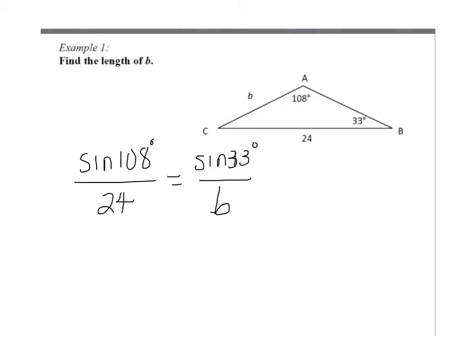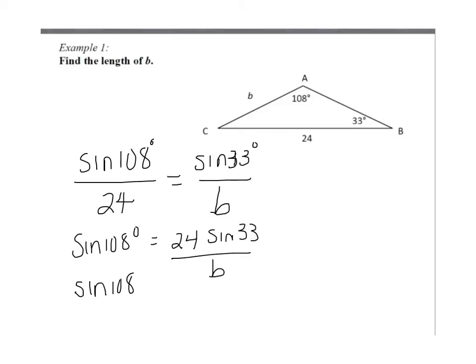Okay? Now, solving a proportion, I'm going to multiply both sides by 24. So I'm going to have the sine of 108 equals 24 times the sine of 33 over B. And then I'm going to multiply both sides by B. So I have the sine of 108 times B equals 24 times the sine of 33. To solve for B, you would divide.